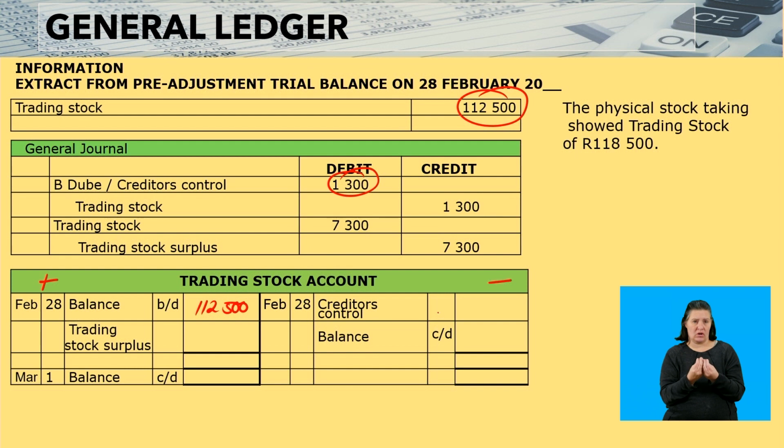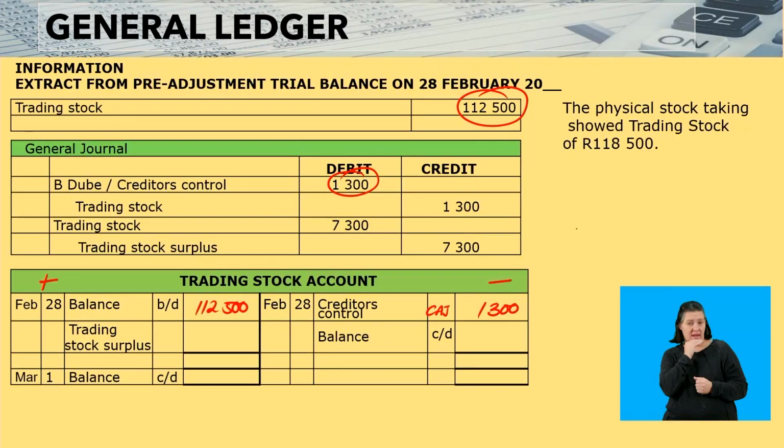I'm decreasing my trading stock thereof. And I'm saying creditors control. Remember, this is from your creditors allowances. And therefore, I'm going to have my 1,300. I have returned stock to my creditors. It decreases my trading stock account. Then we are told that the physical stock taking showed trading stock of 118,500. That becomes my balance brought down here at the bottom, which is 118,500. That is my balance carried down at the top here.